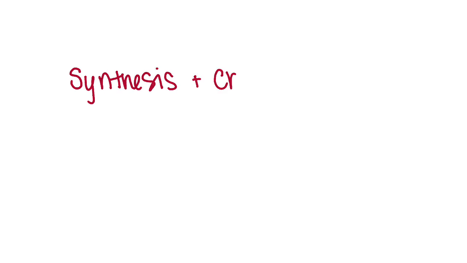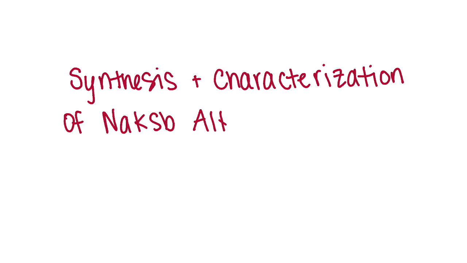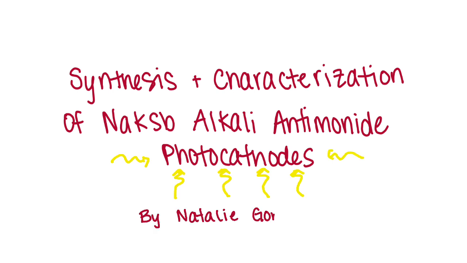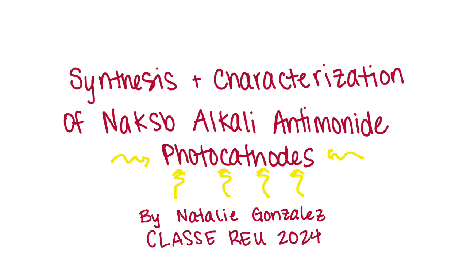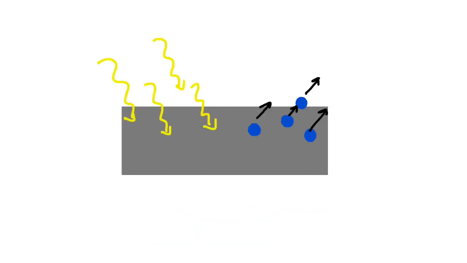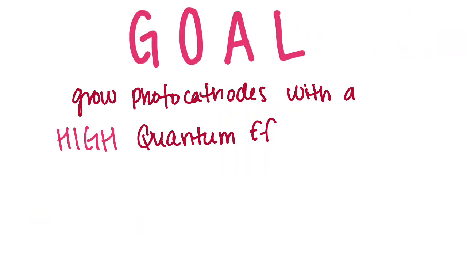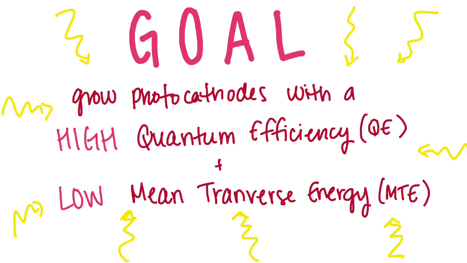My project is the synthesis and characterization of alkali antimonide photocathodes, specifically looking at sodium-potassium antimonide films. A photocathode emits electrons once light hits its surface via the photoelectric effect, and our goal in the Phoebe lab is to grow photocathodes with a high quantum efficiency, QE, and a low mean transverse energy, MTE.